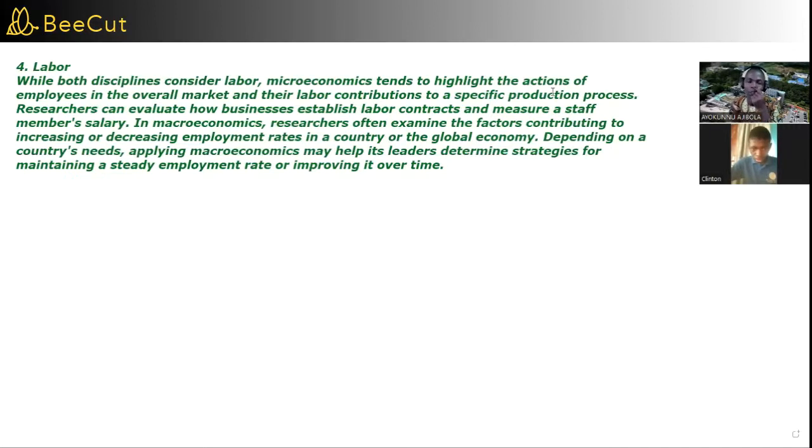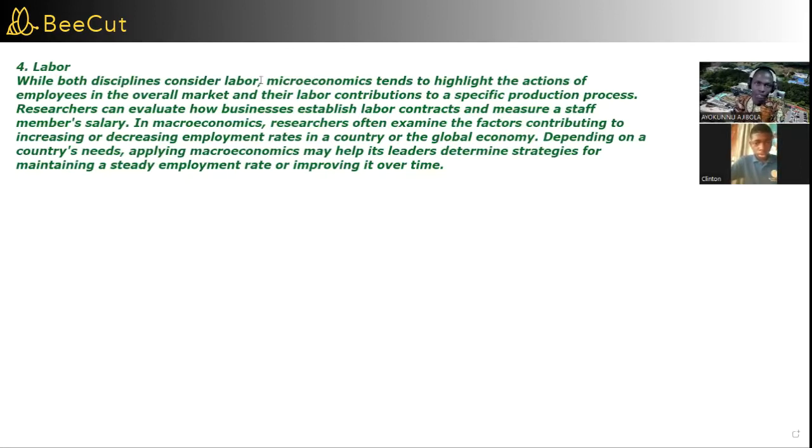So if it's going to study, it might study the production of this or that specifically. So researchers can evaluate how businesses establish labor contracts and measure a staff member's salary using this. Then in macroeconomics, researchers often examine the factors contributing to increasing or decreasing employment rates in a country or the global economy.